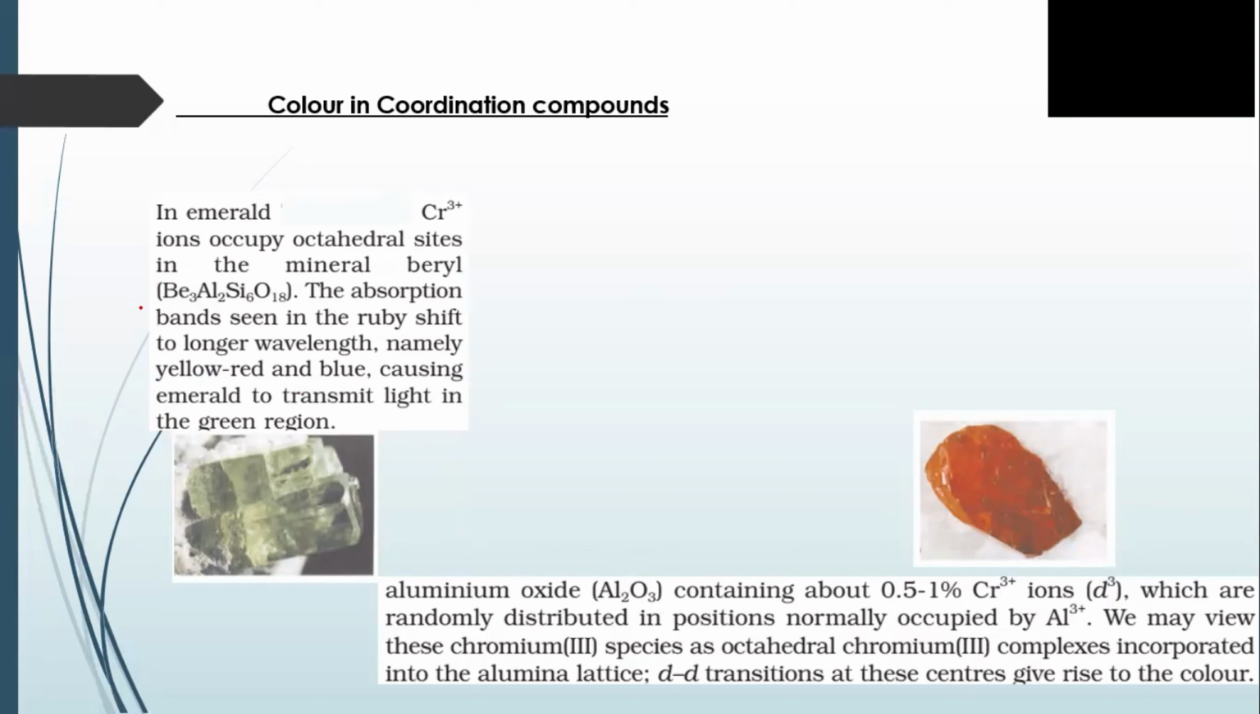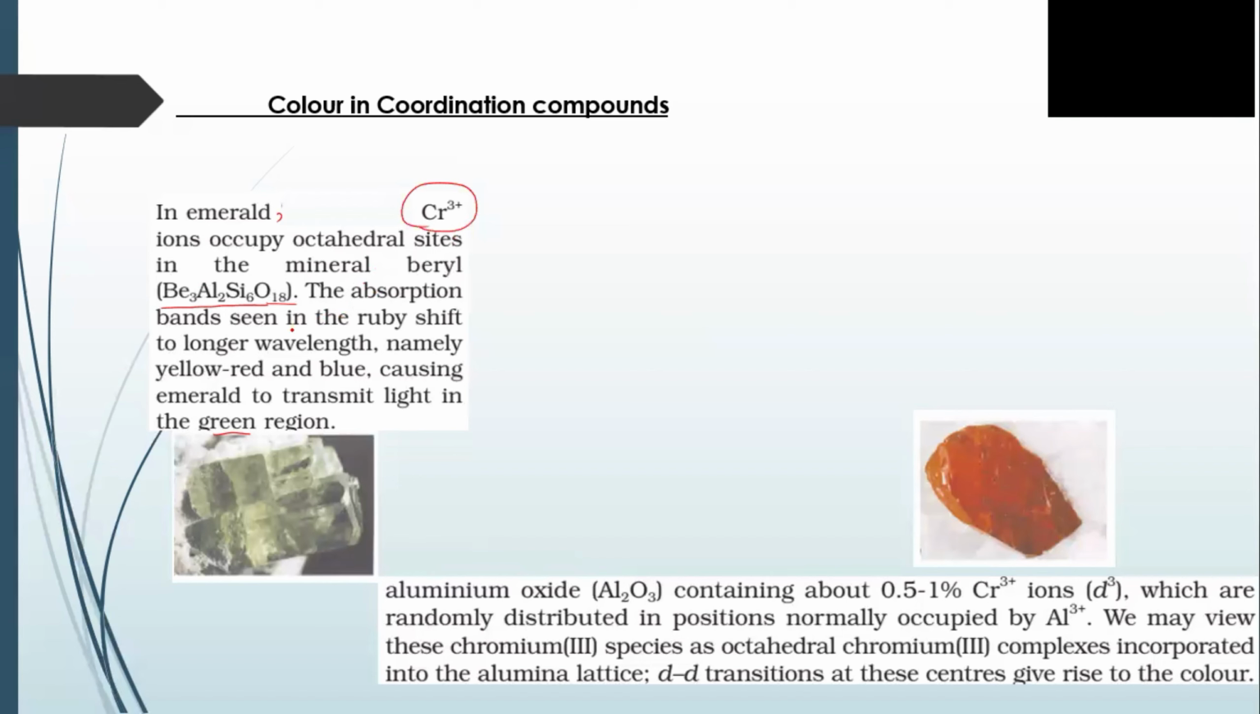For example, in emerald, a precious stone, what is the color of emerald? It's green in color, a bright green. So the structure of emerald is like this. The mineral beryl, that is Be3Al2Si6O18, is the structure in which the octahedral sites of the mineral are occupied by Cr3+ ions.